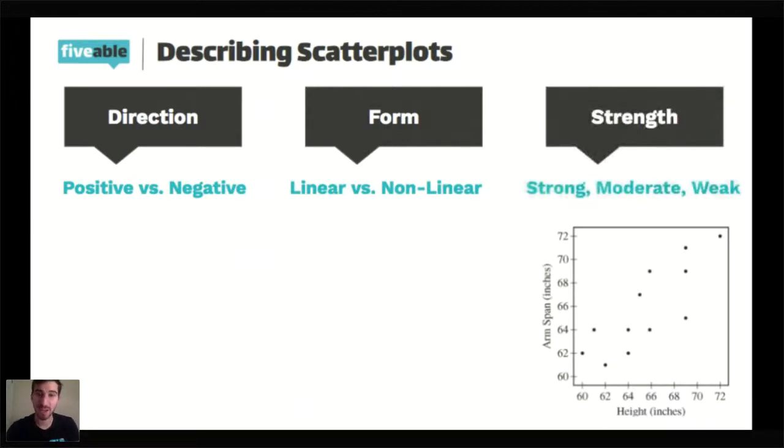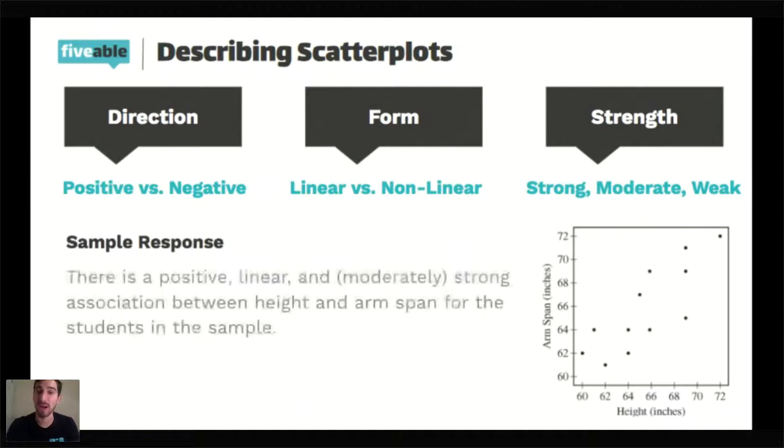Okay, and the strength comes down to whatever form your model looks like, whether you think it looks like a line or it looks like a curve, how close the dots adhere to that pattern. Okay, how big would the residuals be if I were able to draw that pattern through it? And so in this case, looking at this scatter plot, I would say that this is a positive, linear, and either moderately strong or just strong association between height and arm span for the students in the sample.